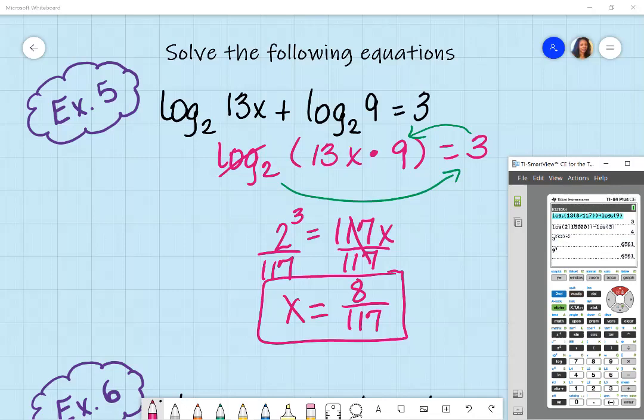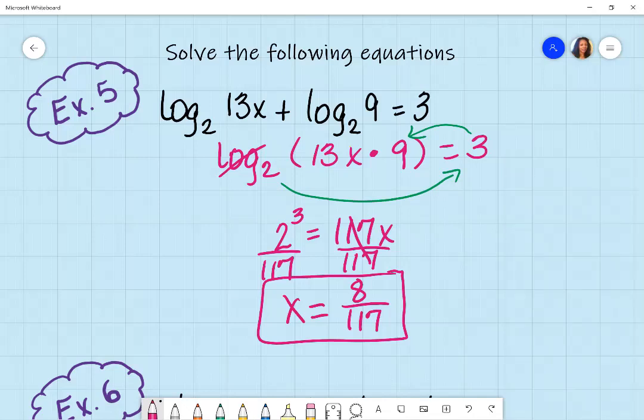I checked my work. I substituted that 8 over 117, and it told me that the answer should equal 3, which we already know because that's what the original problem said that it would equal. So I know that that is correct. Okay, that's my check. It should equal that 3.